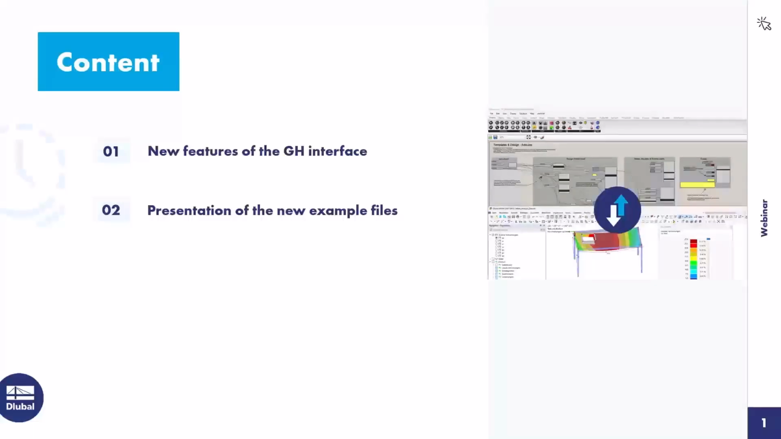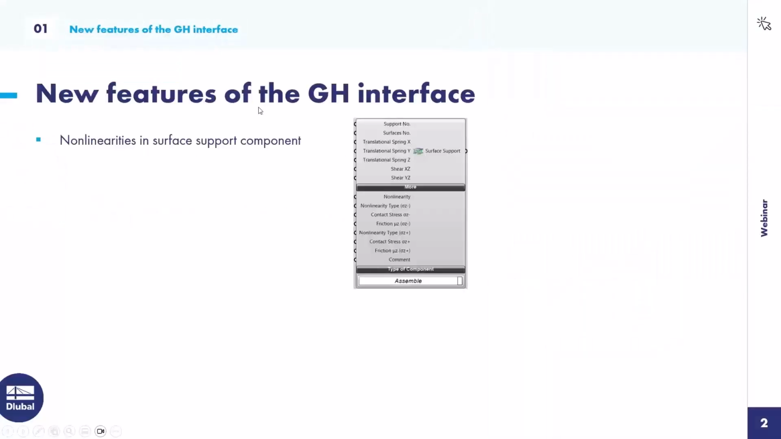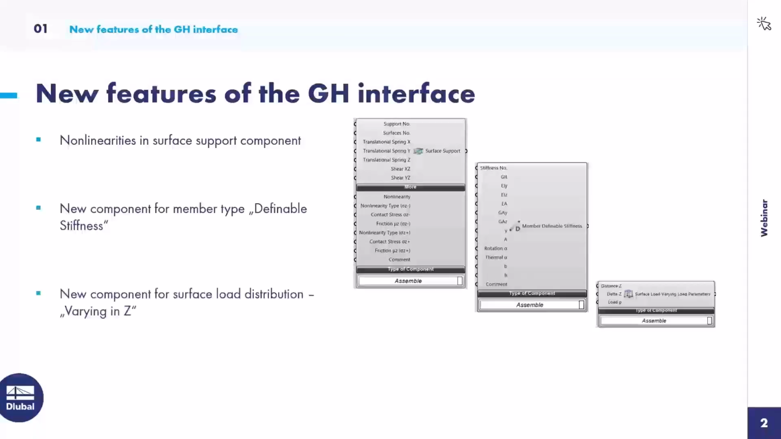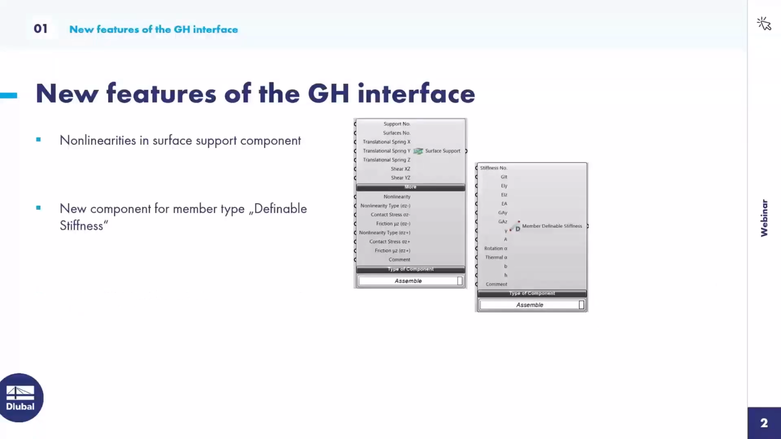Let's start with the new features. The first new feature that we are going to release is the extension of the surface support component. We added here the options for nonlinearities. The second new feature is a new component for the member type definable stiffness. So with that component, you can create via Grasshopper a member with your user-defined stiffness.